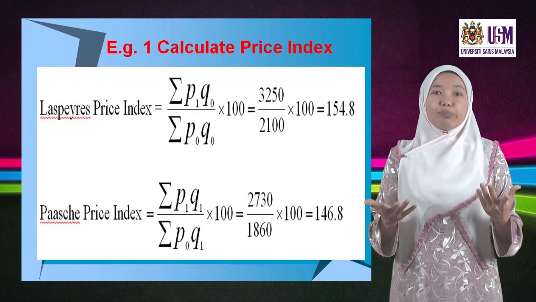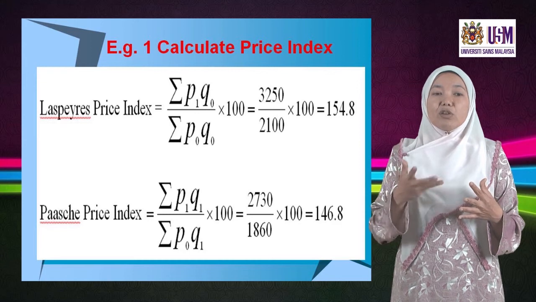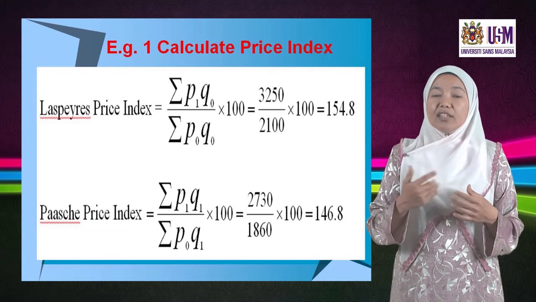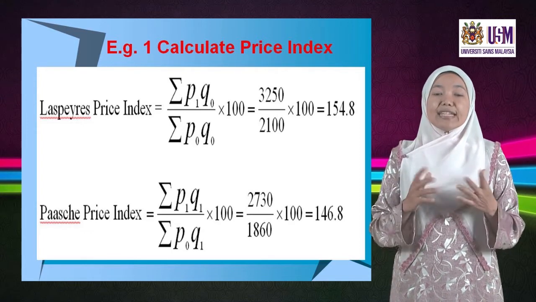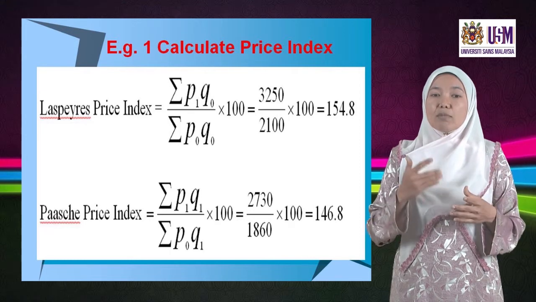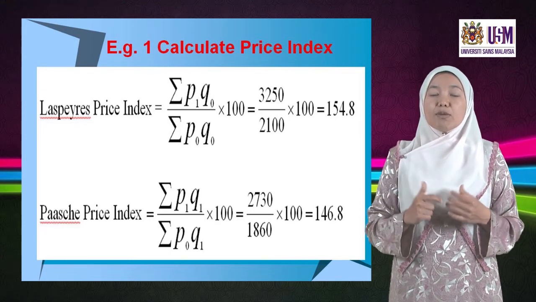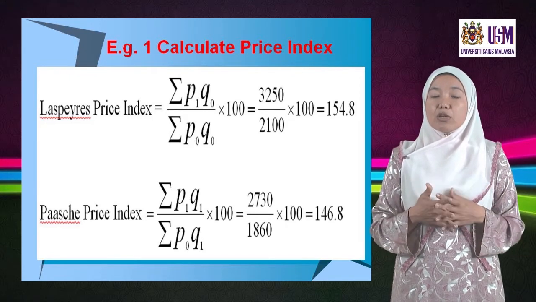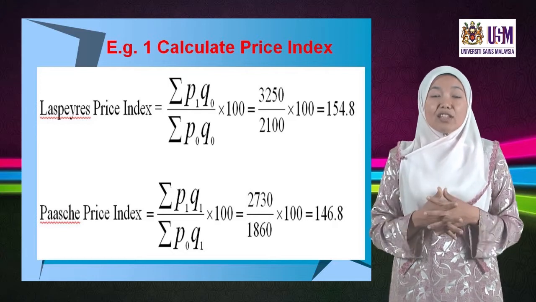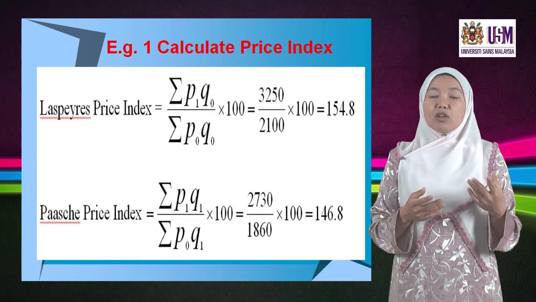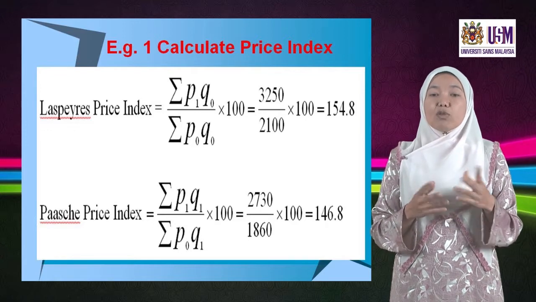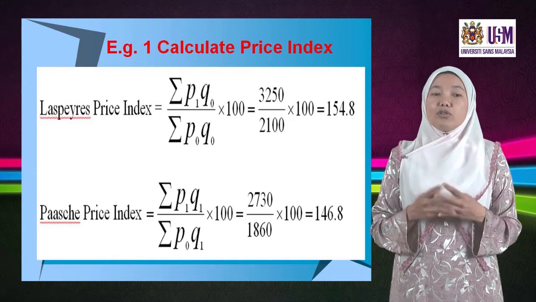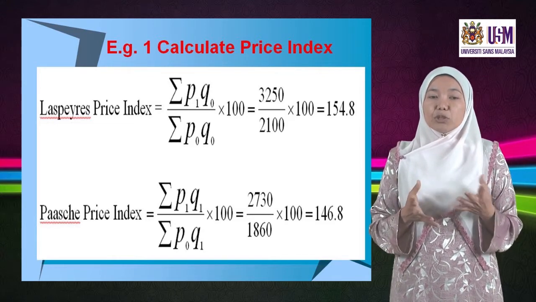What about the Paasche price index? By definition, the Paasche index is using the current year quantity. So Q1 in the numerator and Q1 also in the denominator. For price index, we are measuring the changes in price, so P1 over P0. So you have the summation of P1 multiplied with Q1, which is 2730, and then you also have the summation of P0 multiplied with Q1, 1860, multiplied with 100, the two values just now.